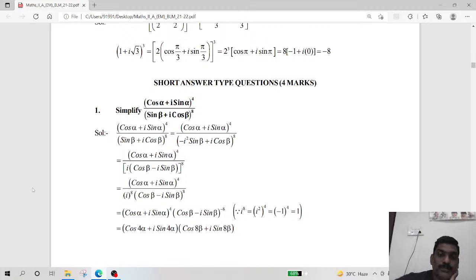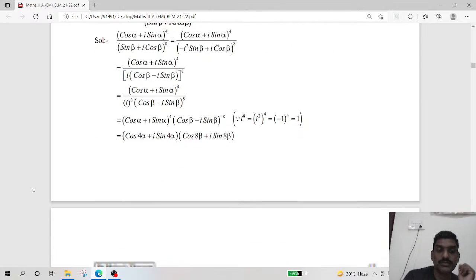Instead of multiplying, what they are doing is writing in place of 1, i square minus i square. So if we take i common, cos beta minus i sin beta whole to the power of 8 will come, cos alpha plus i sin alpha whole to the power of 4, and i power 8 cos beta minus i sin beta whole to the power of 8. Then cos alpha plus i sin alpha whole to the power of 4, cos beta minus i sin beta whole to the power of minus 8. Then both can be written as cis 4 alpha and cis 8 beta. Then cis of 4 alpha plus 8 beta will come.